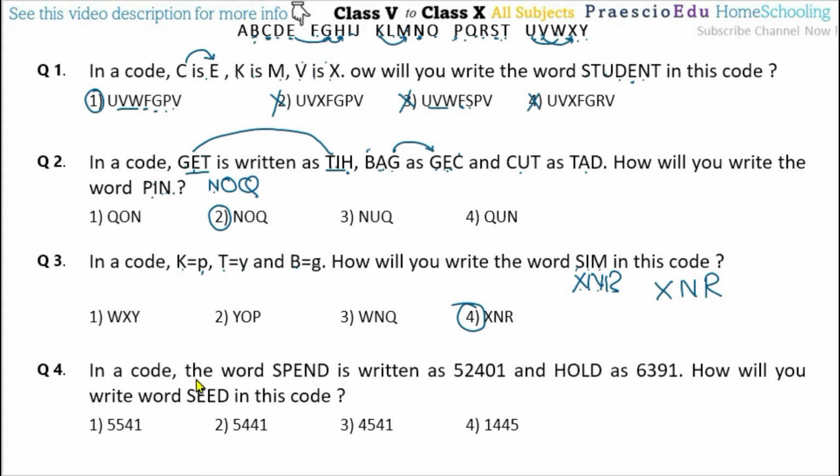Now question number 4. In a code, the word SPEND is written as 52401 and HOLD as 6391. How will you write the word SEED in this code? Now in this one, all the letters with respect to numbers we have to count. S has the 5, P has the 2, E has the 4, like this. So S means the 5, so here I just write down the 5. Then E, for the E, the middle one is the 4. So 4, 4, and the D as 1. So 5, 4, 4, 1. This is given in option number 2.